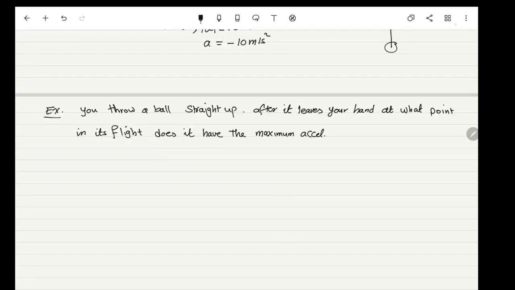Now let's have this tricky example. You throw a ball straight up. After it leaves your hand, at what point in its flight does the ball have the maximum acceleration? Now, as we mentioned before, acceleration in free-falling objects is constant, so it's not changing whatsoever. a in this case is equal to g, which is equal to minus 10 meters per second squared.